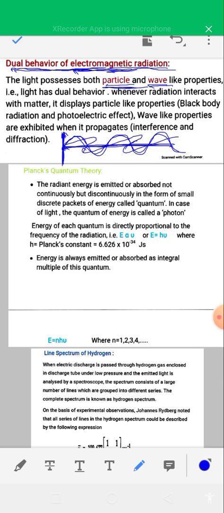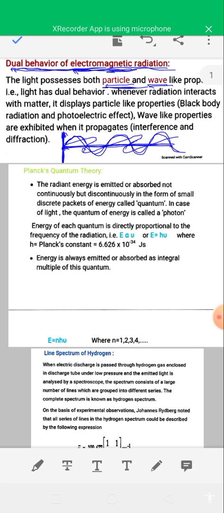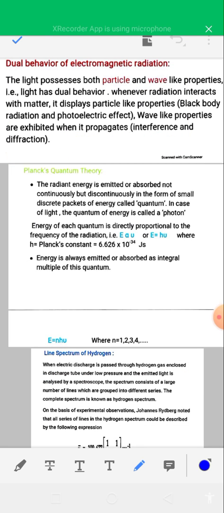Whenever radiation interacts with matter, in that case light displays particle nature or particle property, and in some cases light acts as a wave. That is, to explain some properties or phenomena of light, you have to consider light as a wave, and to explain some phenomena of light, you have to consider light as a particle. For example, to explain black body radiation and the photoelectric effect, you have to consider light as a particle, and to explain interference and diffraction, you have to assume light as a wave.